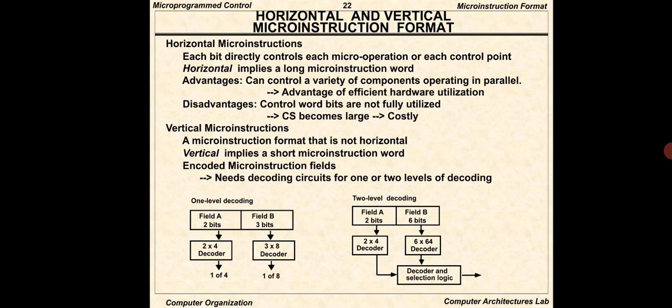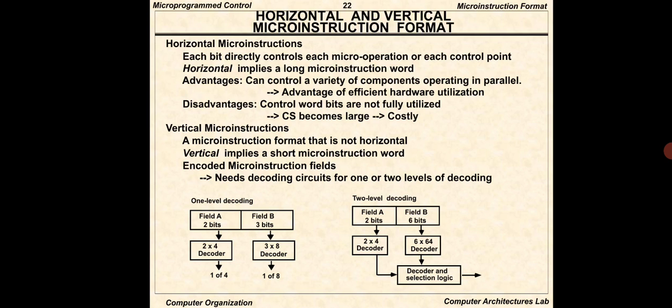In one level of decoding, field A will be 2 bits and field B will be 3 bits. These are given to the decoder. The decoder for field A will generate 4 different combinations, whereas for field B the decoder output will have a total of 8 combinations.